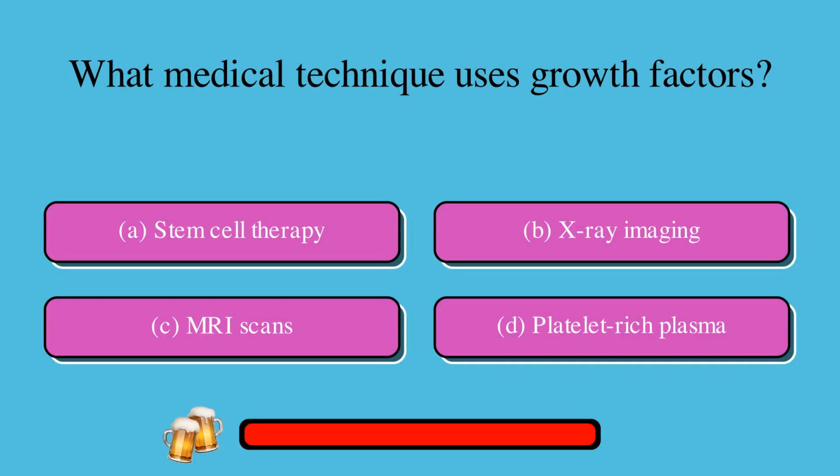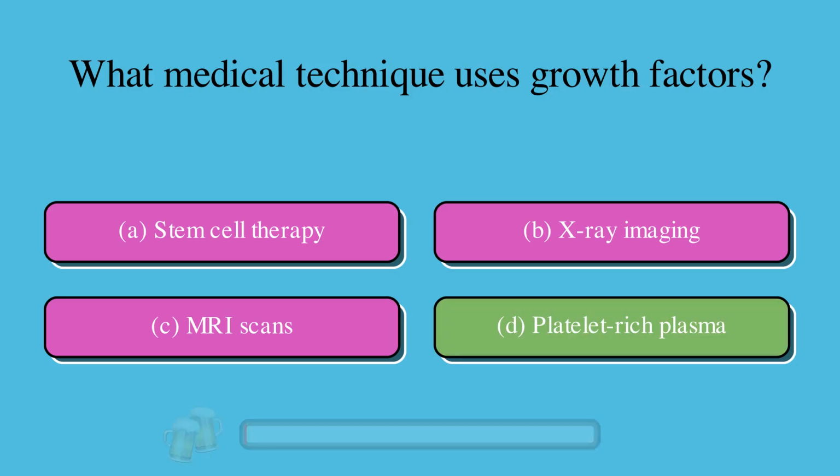What medical technique uses growth factors? A. Stem cell therapy, or B. X-ray imaging, or C. MRI scans, or D. Platelet-rich plasma? The correct answer is D. Platelet-rich plasma.